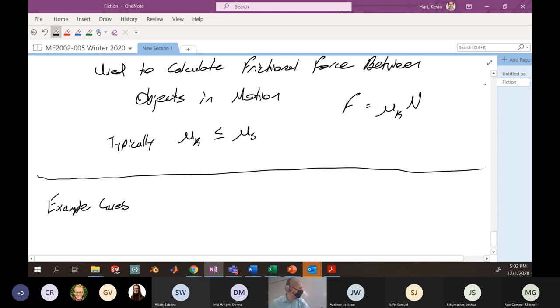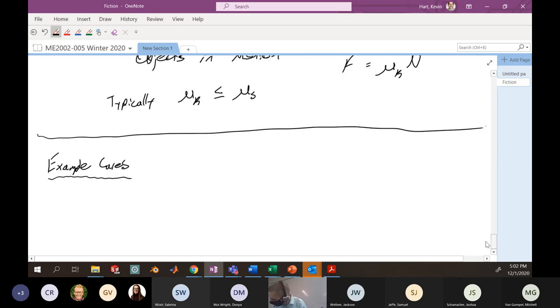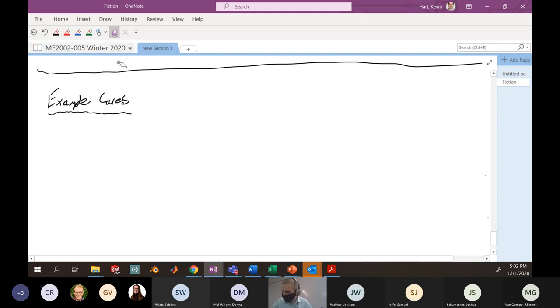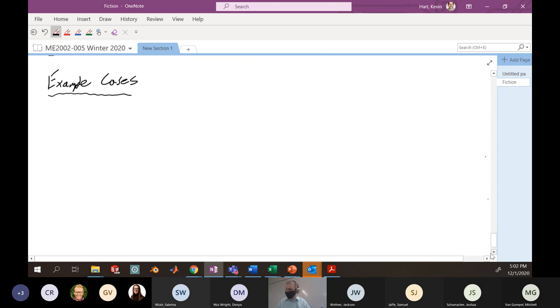How's the size? Can you see it? I know the handwriting is not great. I'm still adjusting to this situation. I'll try to figure something better out next time. Cases. It's just at this weird angle with my wrist for this setup. I gotta figure something else out for next time. All right. So let's look at some example cases here.